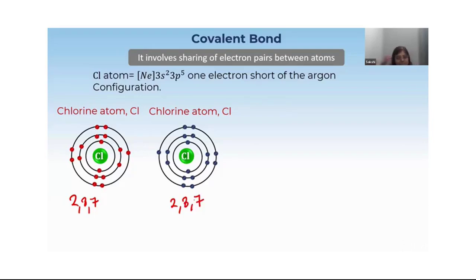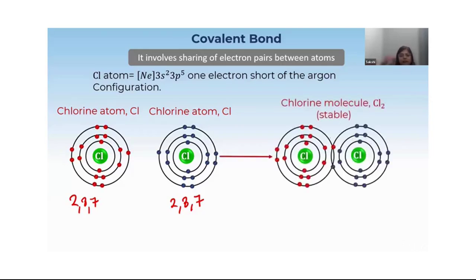Now, are both of them stable? No, because the last shell does not have fully filled electrons. The last shell has only 7 electrons. It needs one more to become stable. So what do these elements do? They share one electron. Can you see? They have shared one electron here. So sharing of this electron makes the molecule stable. Now both of them have a completely filled outer shell, which we call an octet. So their octet is completely filled. Now it is stable.